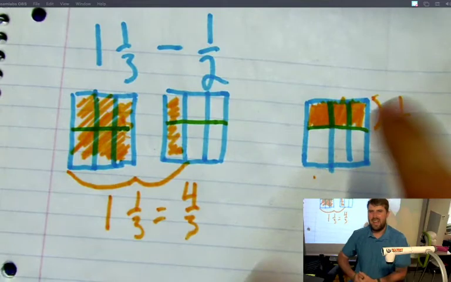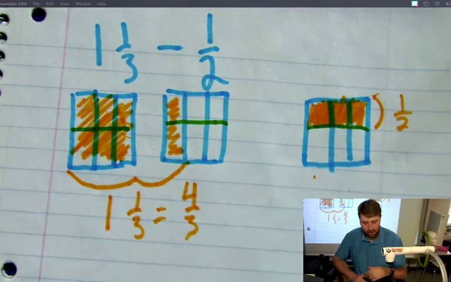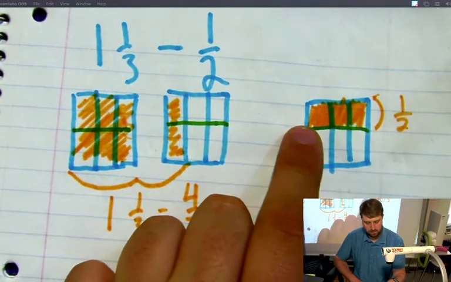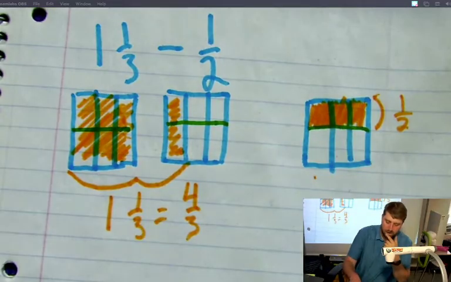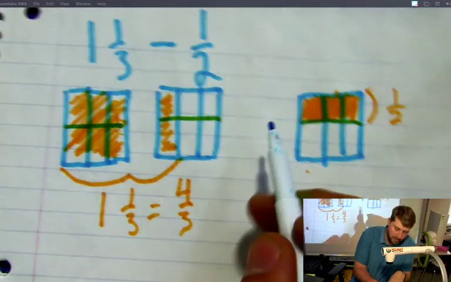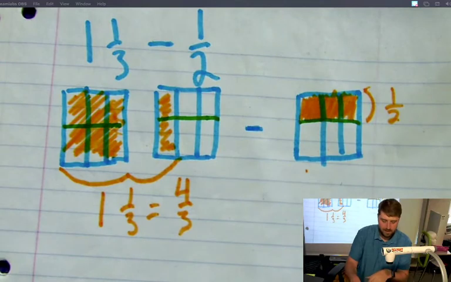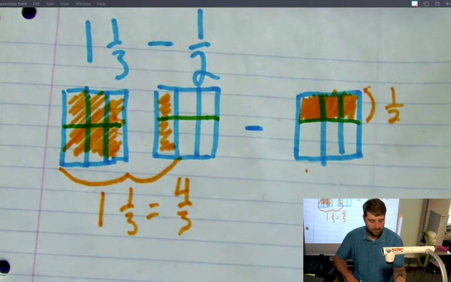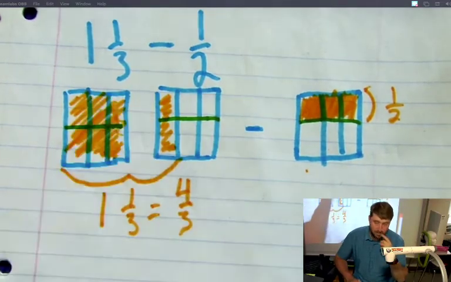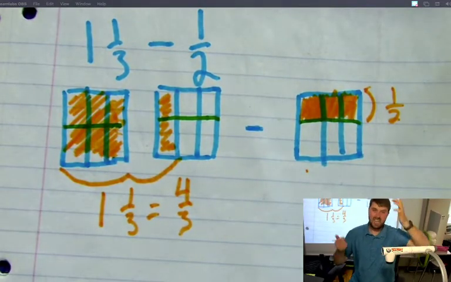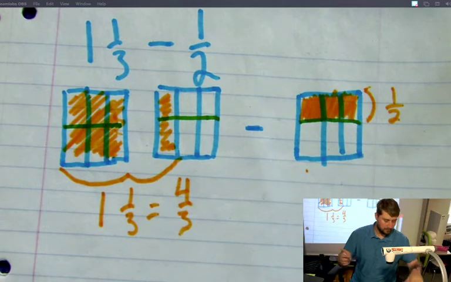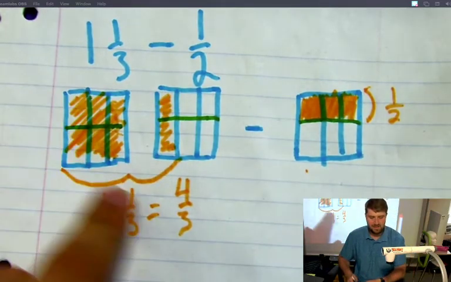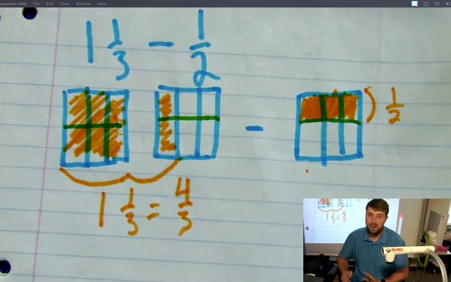Let's take a look at this 1/2. How many boxes are there in this 1/2? Well, there are 1, 2, 3 now. So if we are subtracting this, that means we're taking away. And in order to show us taking away 1/2 from our 4/3, we're going to have to cross out 3 of these boxes because now we have 6 in each. So cross out any 3 of these shaded boxes on the left. Cross out any 3 you want.